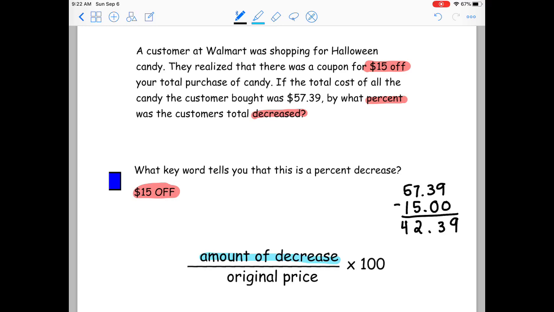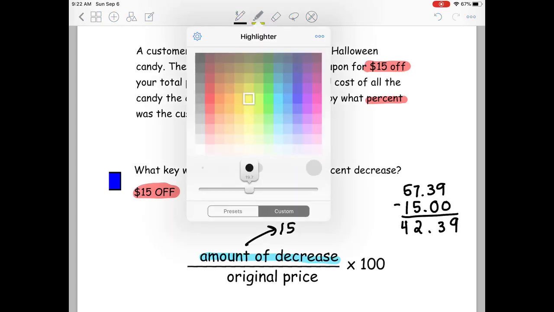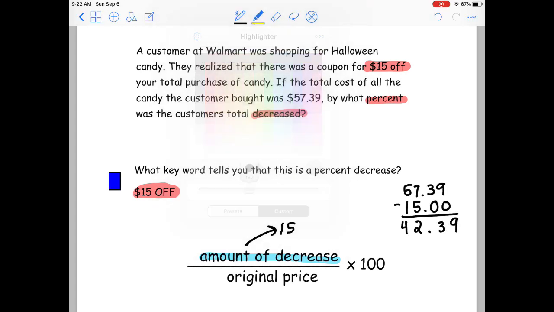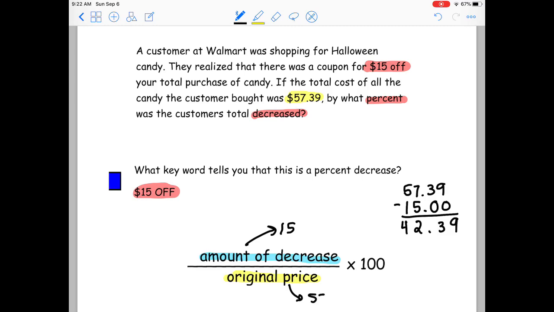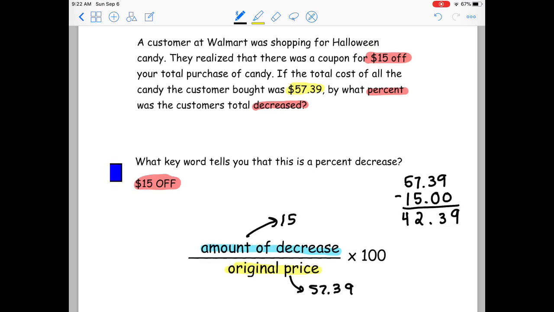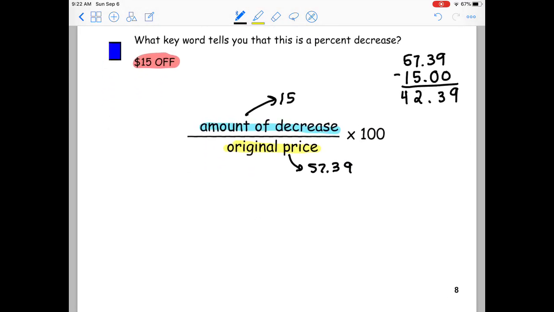Well, how much did it decrease? Well, we know it decreased by $15. So this amount of decrease is 15. The original price is already given. It was $57.39, so this is our original price. So I'm going to put $57.39. Well, now we can solve. So we have 15 divided by $57.39. So we need to solve this first, and then we will multiply by 100.